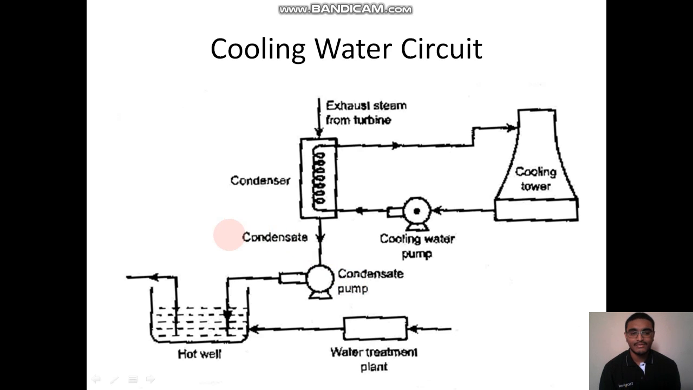Next, we have the cooling water circuit. So, the condenser which condenses the steam acts like a heat exchanger. Now, the hot steam interacts with the cooling water coming from the cooling tower. This water becomes hot and goes back to the cooling tower. The cooling tower has a very large surface area and air circulation so that the water becomes cool. Now, this water goes to the reservoir.